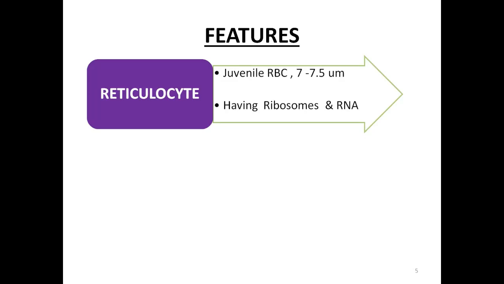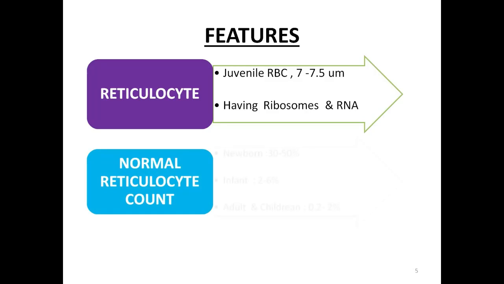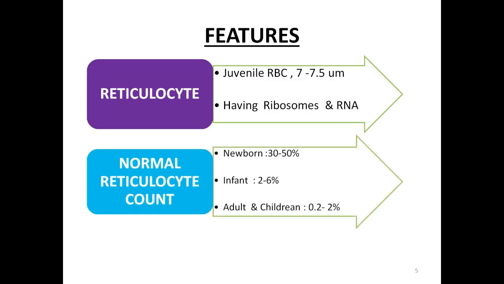Now, what are the features of the reticulocyte? Reticulocytes are juvenile RBCs with a size of 7 to 7.5 micrometers and the presence of ribosomal RNA. The normal count of reticulocytes is expressed as a percentage: we count the total number of reticulocytes, then convert it into a percentage. In newborns it is more, 30 to 50%, whereas in infants it is 2 to 6%, and in adults and children it is 0.2 to 2%. Okay.